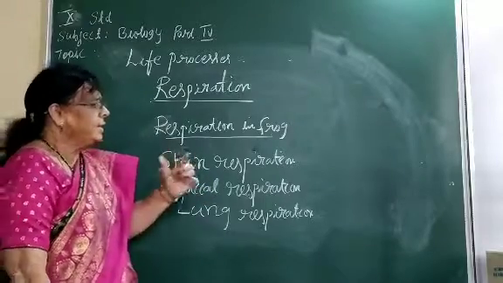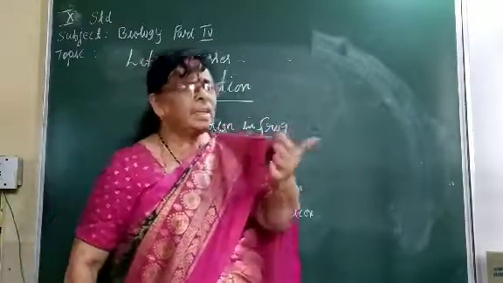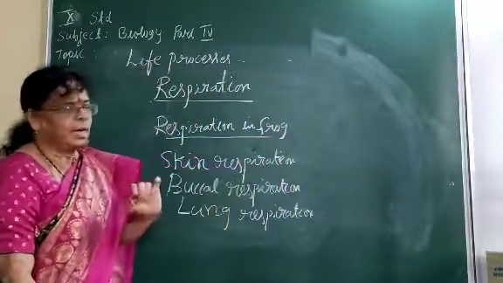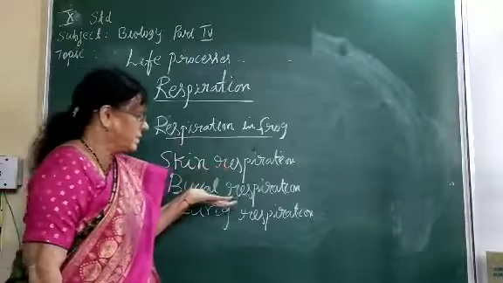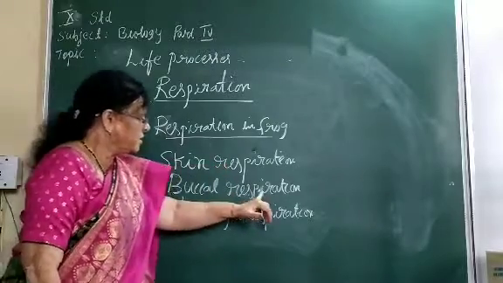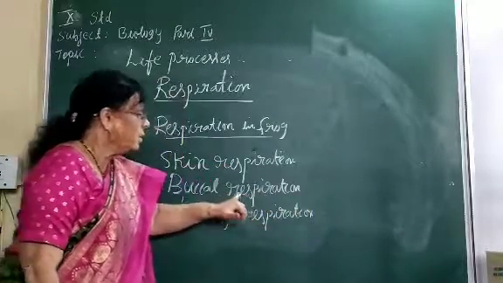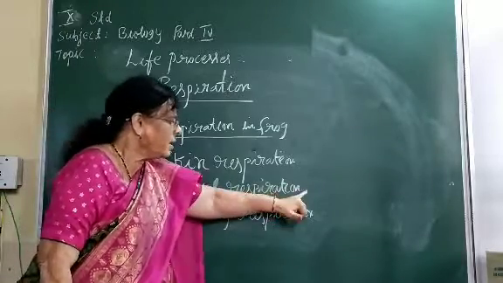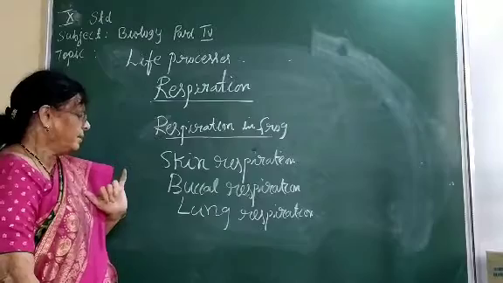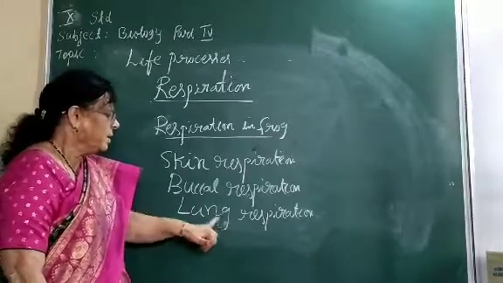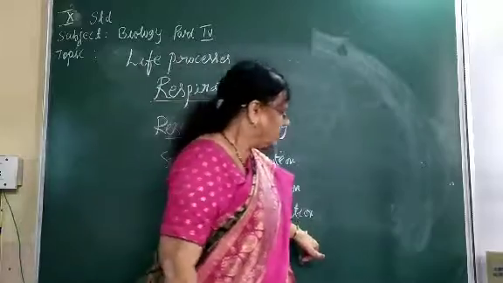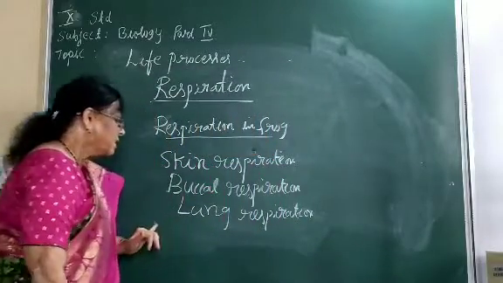Of course, after air enters from the buccal cavity, it has to go to the lungs only. In the lungs, the exchange of gas takes place. Buccal respiration also helps the frog to get oxygen, which is used for burning of the food substance and getting energy. Then lung respiration. Of course, the frog is also able to breathe through the lungs.